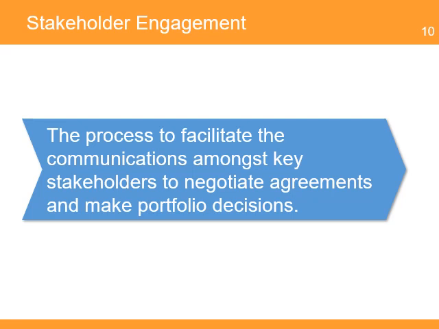The fourth domain is stakeholder engagement. It deals with the processes to facilitate communications with key stakeholders in order to negotiate agreements and make portfolio decisions that will affect them. This domain includes the task to identify and prioritize the stakeholders, plan levels of engagement, develop a communications plan, and engage the stakeholders.